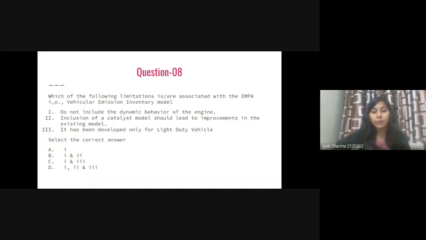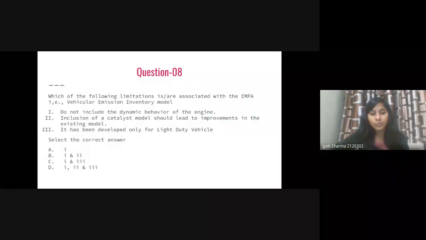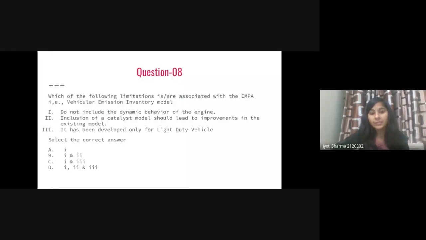Okay, next, which of the following limitations is or are associated with the IMPA? This is another vehicular emission inventory model, and we have to tell the limitation of that model. So we have three options. It doesn't include the dynamic behavior of the engine. Inclusion of a catalyst model should lead to improvement in the existing model. And it has been developed only for light duty vehicles. So which should be the right answer? A, B, C, D.